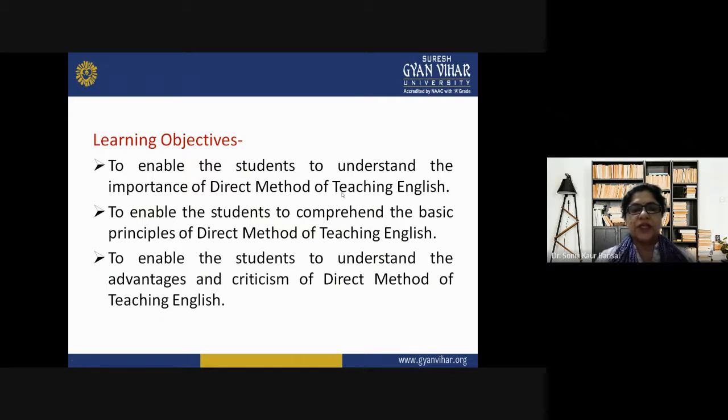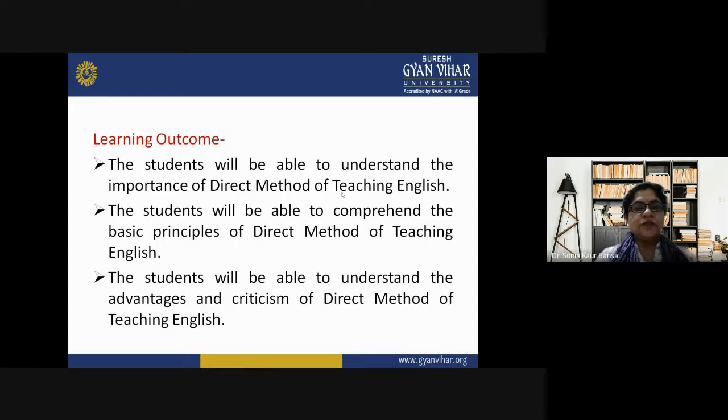My learning objective of today's class is to enable you to understand the importance of the direct method of teaching English language, to comprehend the basic principles of the direct method of teaching English, and to understand the advantages and criticism of the direct method of teaching English. So let's start. What is the direct method and how does it work for English language teachers and English language learners? Let's understand it in an elaborate manner.